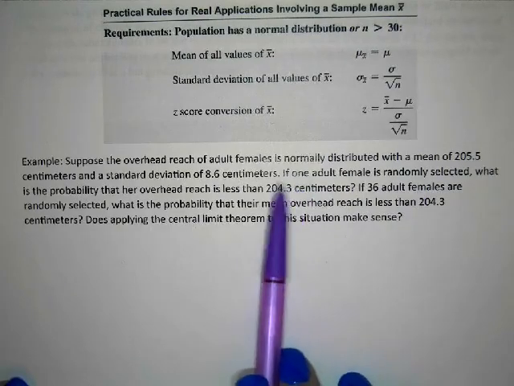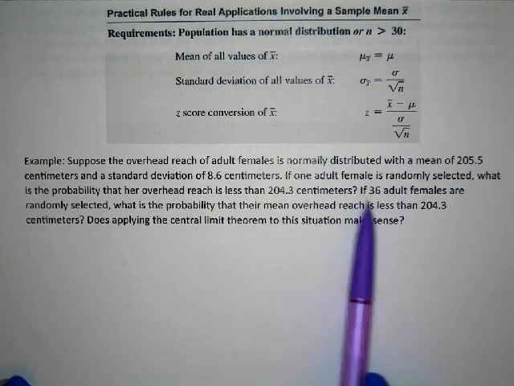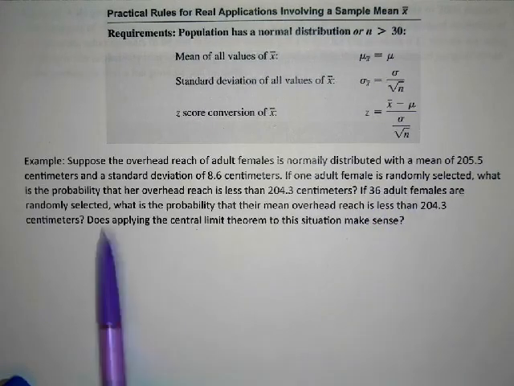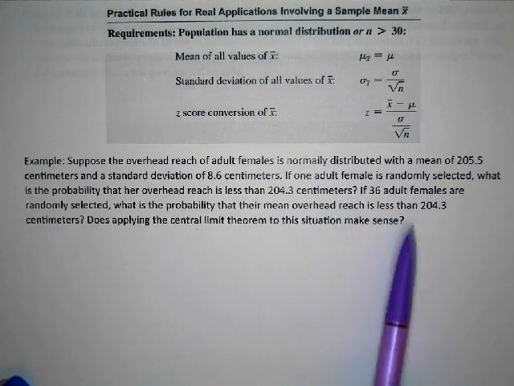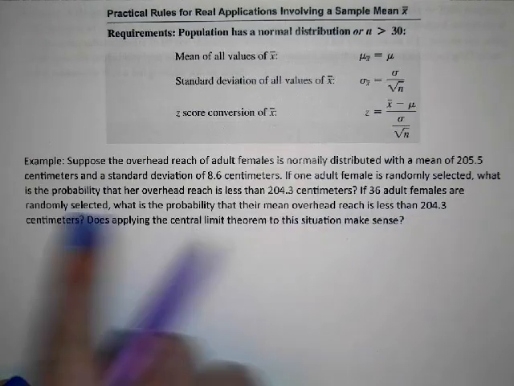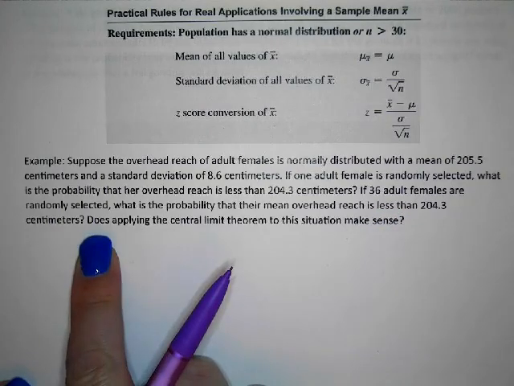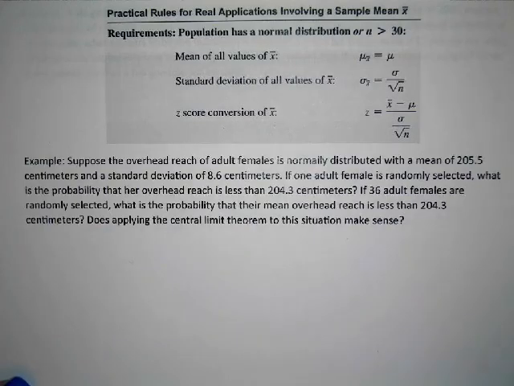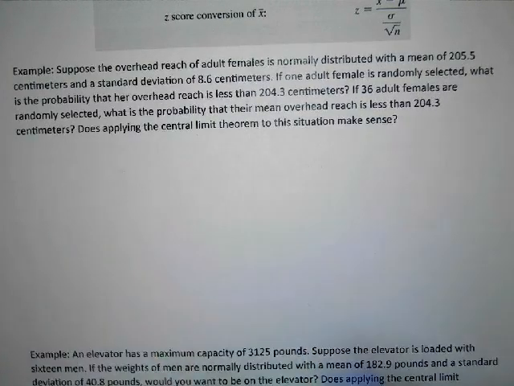What is different is if it says if 36 adult females are randomly selected, what is the probability that their mean overhead reach is less than 204.3 centimeters? And then after we calculate that, this is the one that's going to make us interested in the central limit theorem. After we calculate that, we're going to say, does applying the central limit theorem to this situation make sense? Right, so the first thing we're going to do is set up both problems and write them in parallel so you can see the similarities and the differences.